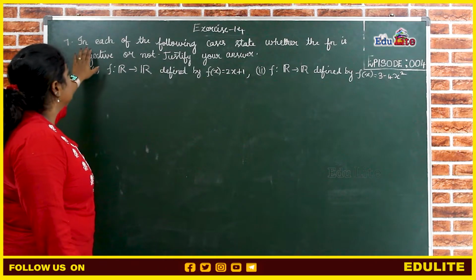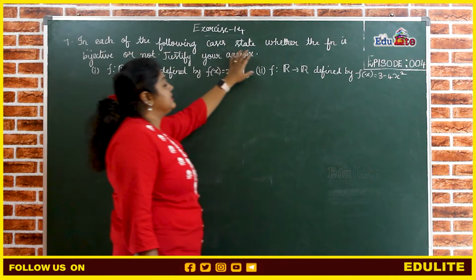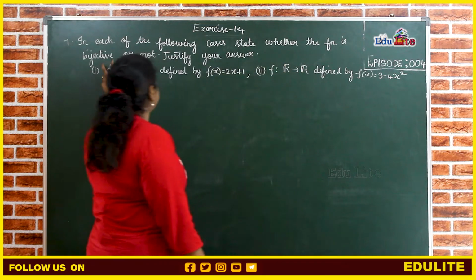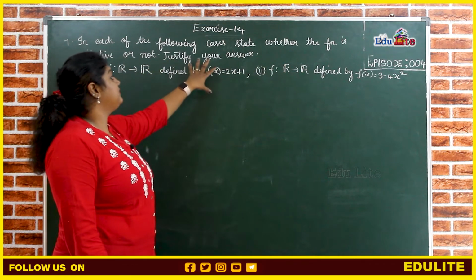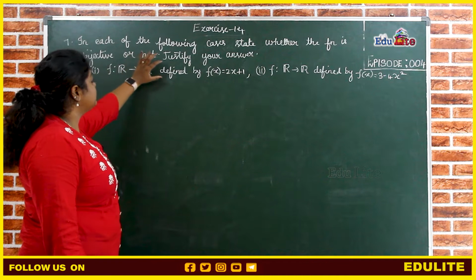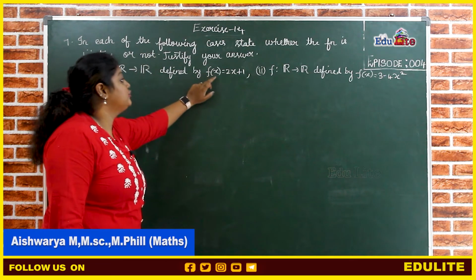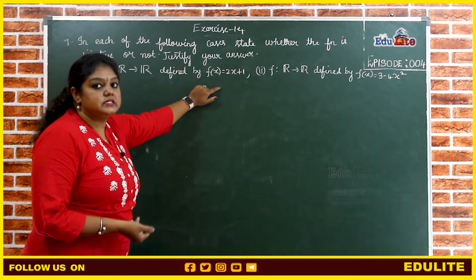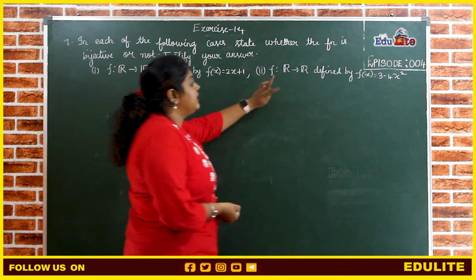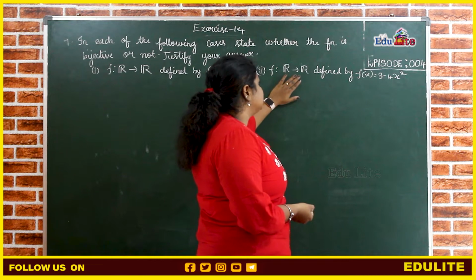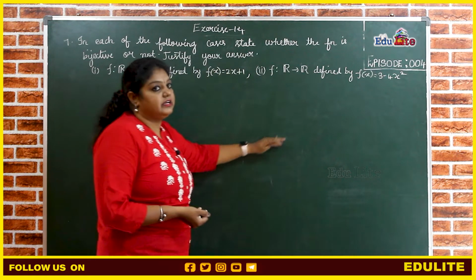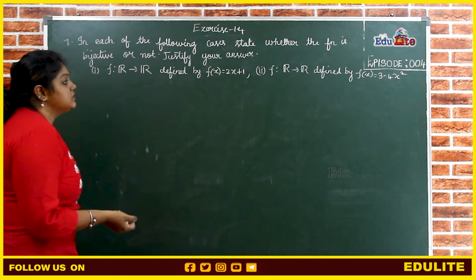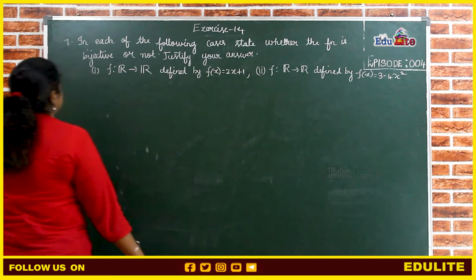In the 7th problem, in each of the following cases, state whether the function is bijective or not. Justify your answer. What we have to do is take this function and show whether it is bijective or not. In order to show it is bijective, what do we have to prove? It is 1 to 1 and onto. Similarly, we have to show whether the second subdivision is bijective or not. Bijective means injection and surjection, which is 1 to 1 and onto. Let us do one by one.